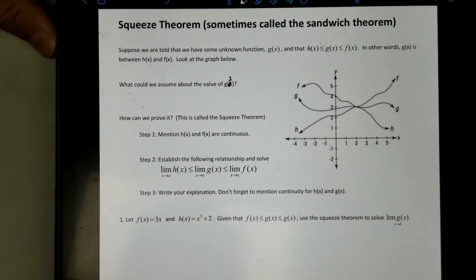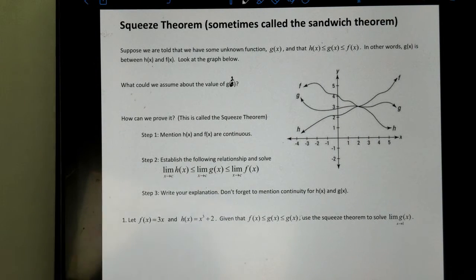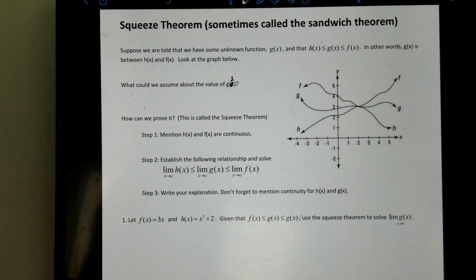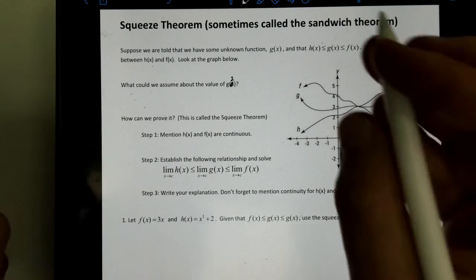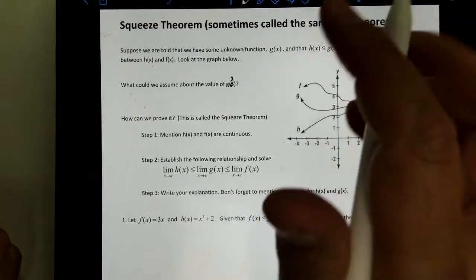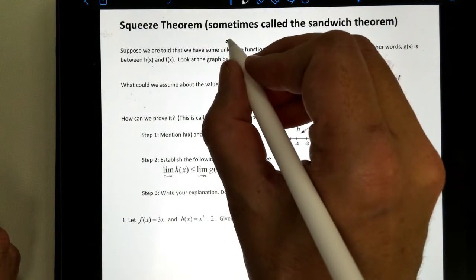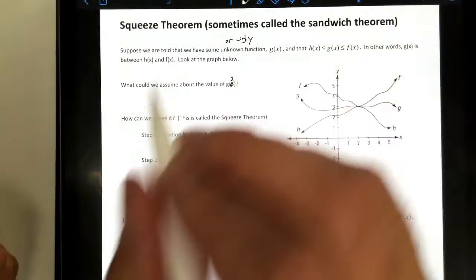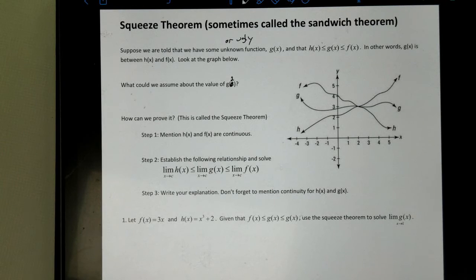Hi, in this video we're going to be discussing the squeeze theorem, sometimes called the sandwich theorem. Sandwiches. In this situation, we're given an unknown function, g of x. Now, it could be a known function, but just something that's really ugly. So it could be unknown or just plain ugly that we don't know anything about it.